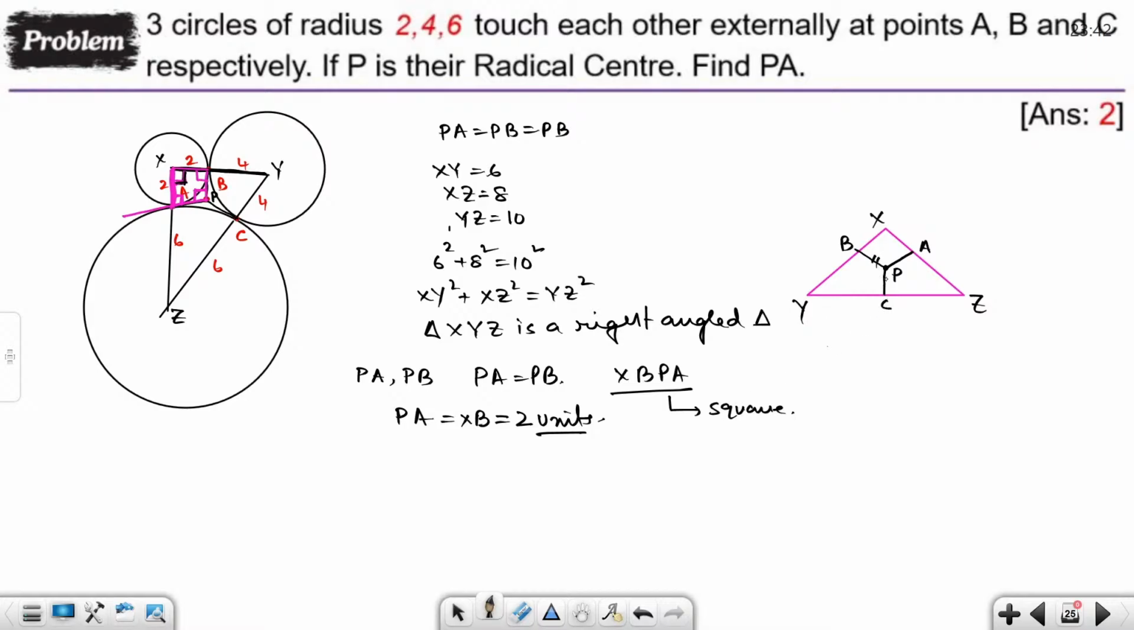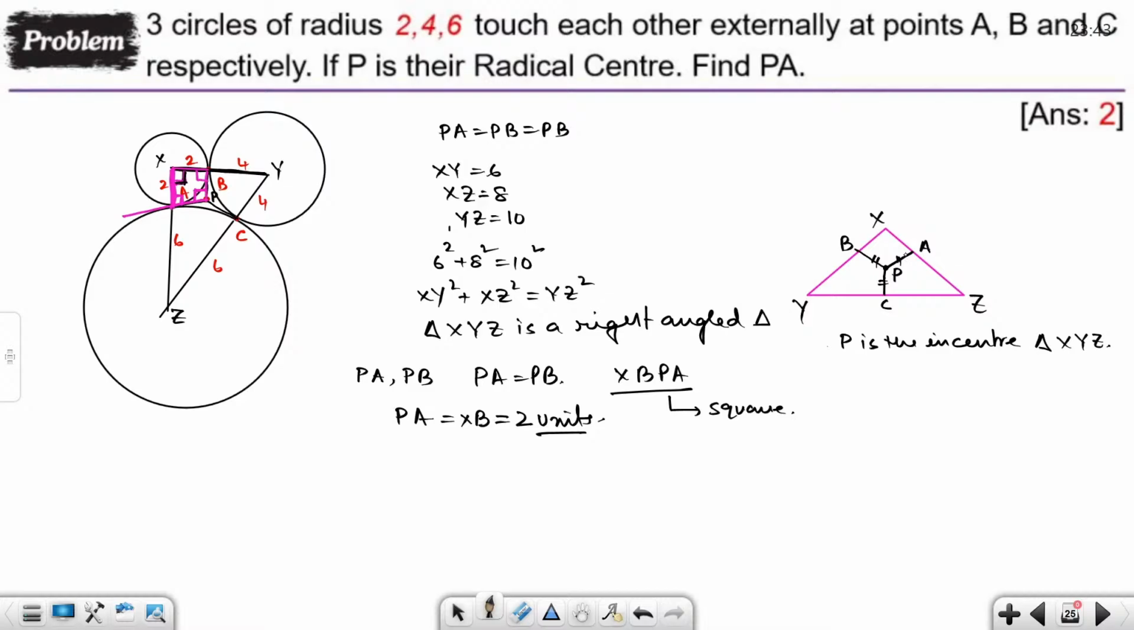These three lengths are the same because P is the radical center. So from the radical center, when you have drawn tangents to the three circles, the lengths of the tangents are equal. So P is basically the incenter of the triangle XYZ. Am I correct or not? It is the incenter. So now how to find out the length of PA?